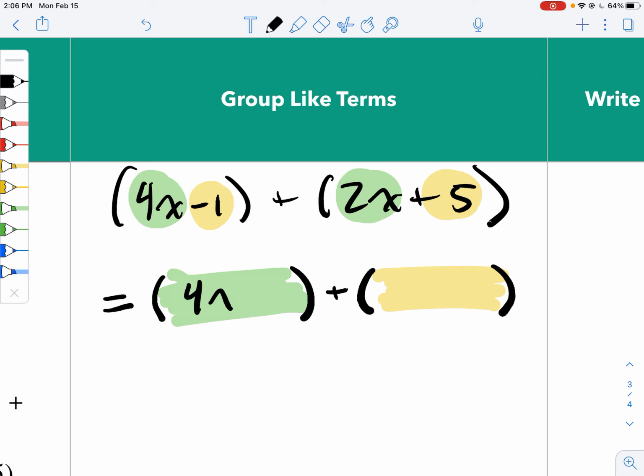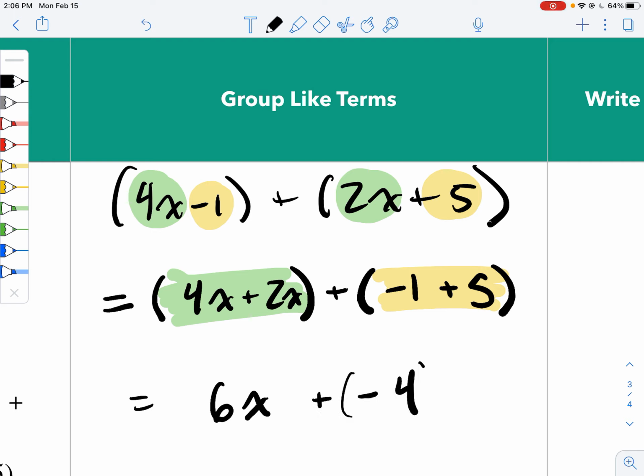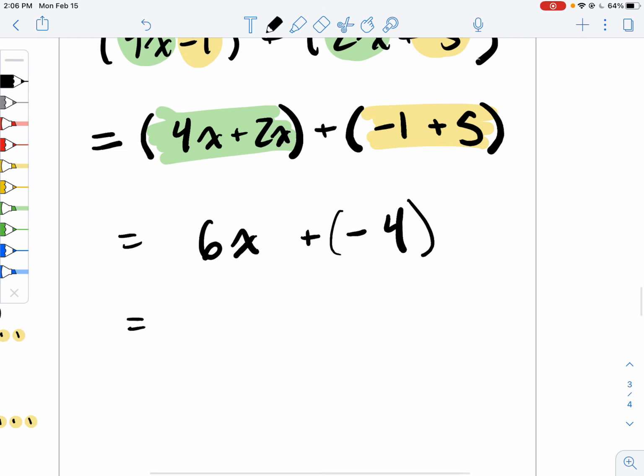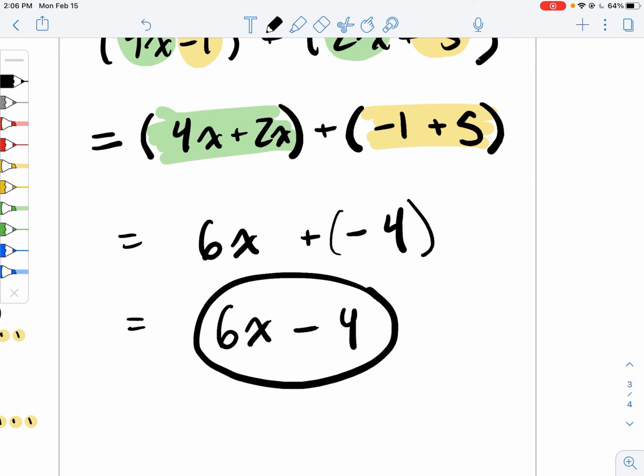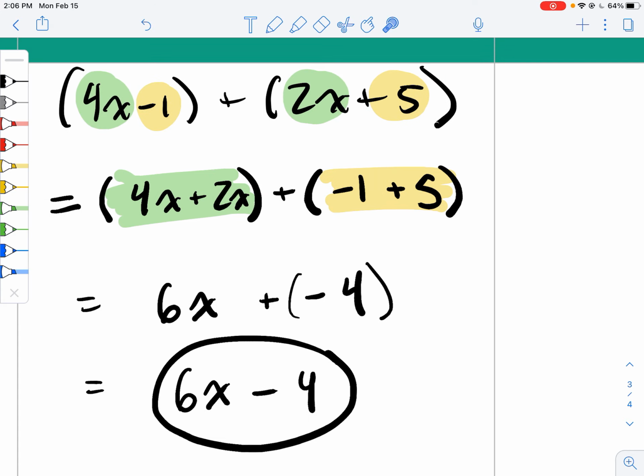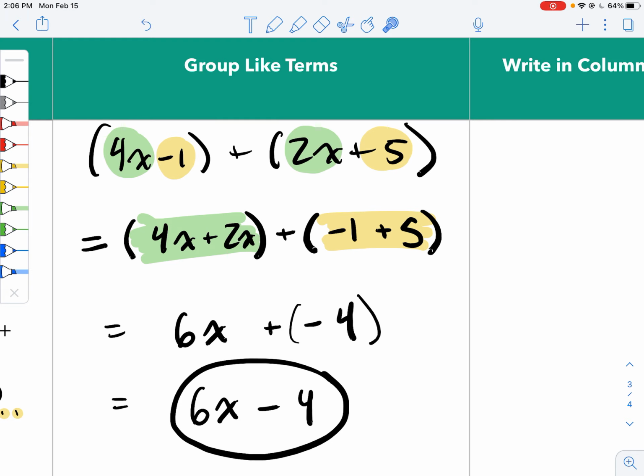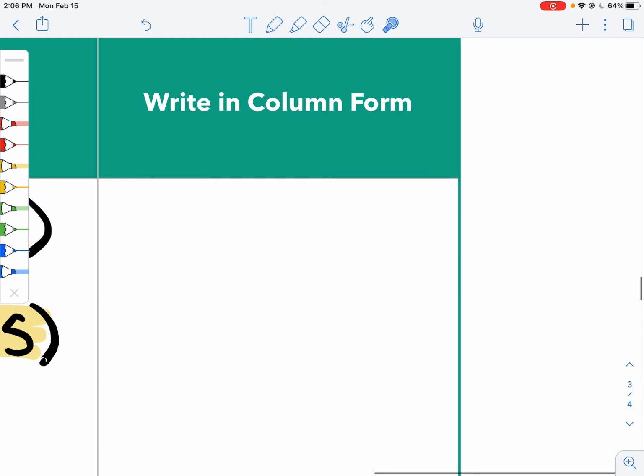So we've got 4x plus 2x. We've also got -1 plus 5. 4x plus 2x gives us 6x, and -1 plus 5 gives us a -4. Of course, remembering that adding a negative number makes minus, so 6x minus 4. Okay, so here, by grouping our like terms together, we have 4x minus 1 plus 2x plus 5 equals 6x minus 4. There is one more way to do this, and that is to write them in column form.